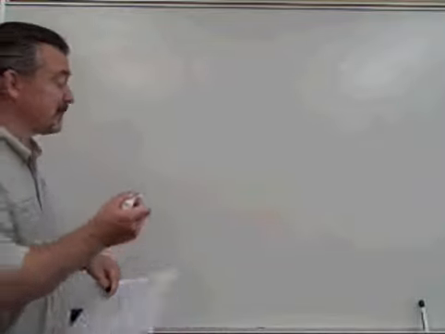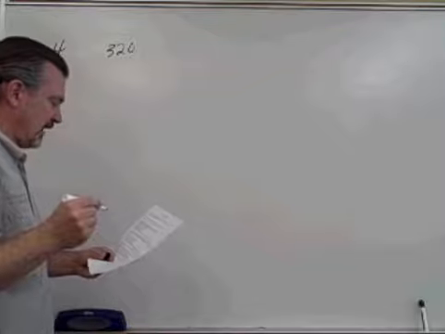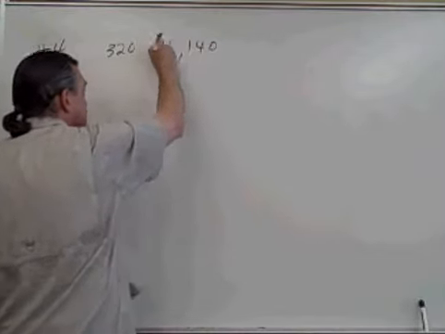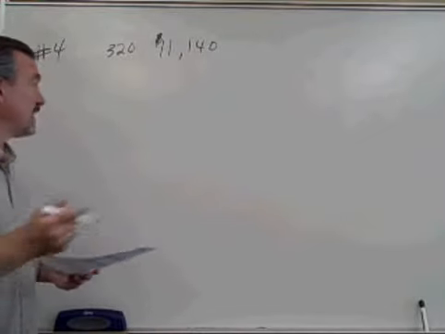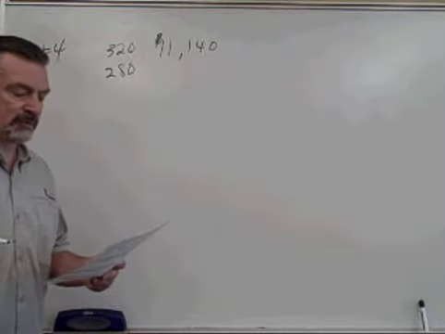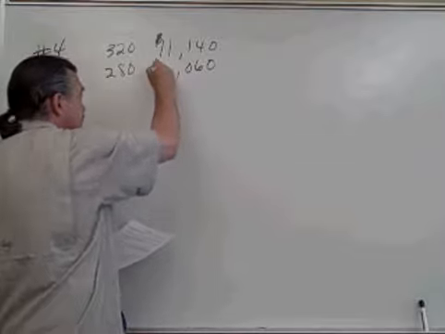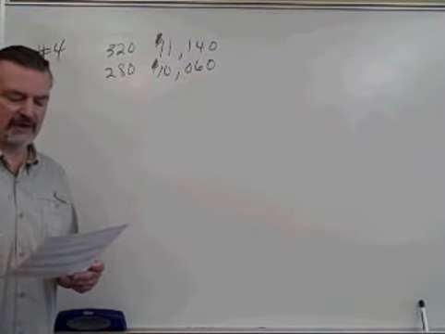So one day they made 320 pairs of binoculars and the cost was $11,140. Another day it produced 280 binoculars at a total production cost of $10,060. Part A, determine the cost volume function.